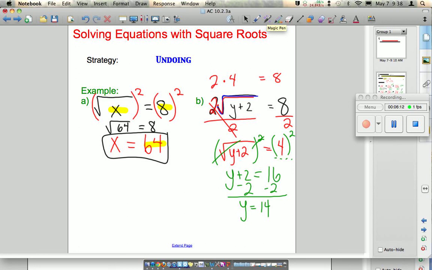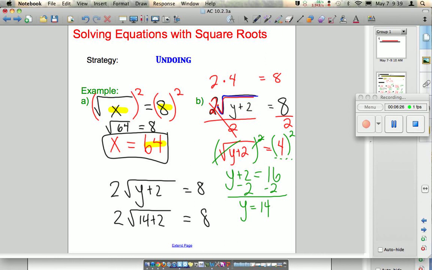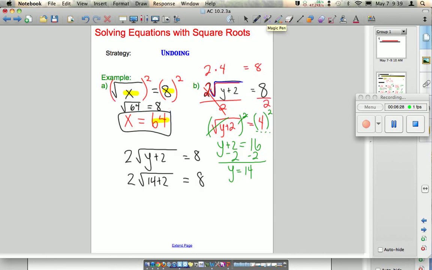I'm going to definitely check my answers because this is very new to me. Remember our problem was 2 square root of y plus 2 equals 8. So if I plug 14 in, I should get 8. By checking my answer here, I do the square root of 16. I have to do the square root before I multiply by 2, so I'm going to get 2 times 4. Square root of 16 is 4, which equals 8. So my answer checks. 14 is my solution to my second equation.